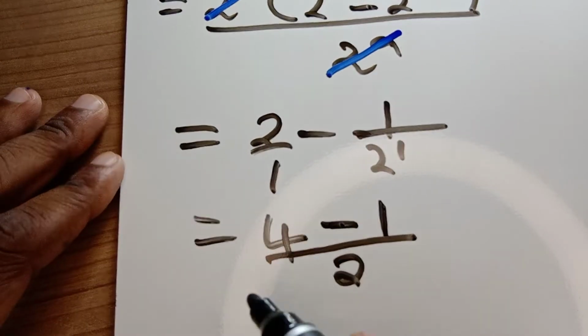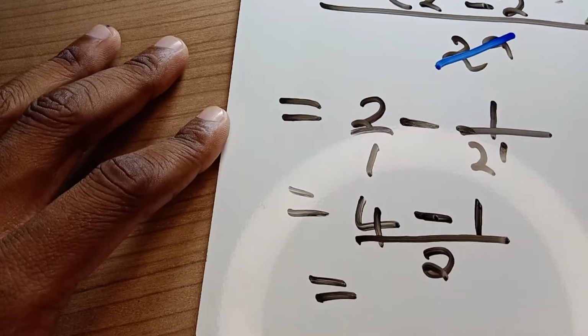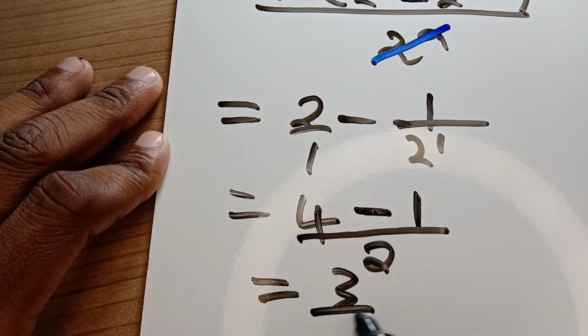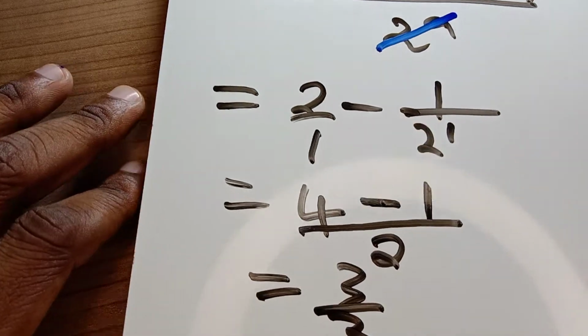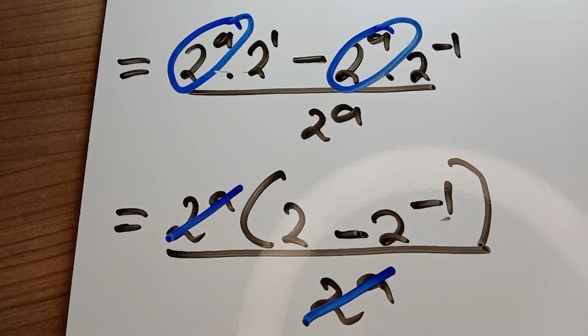Then for subtracting the one, we will remain with 3 over 2. Then we are done. We are having it like that, 3 over 2. Okay, then let's go to the second one.